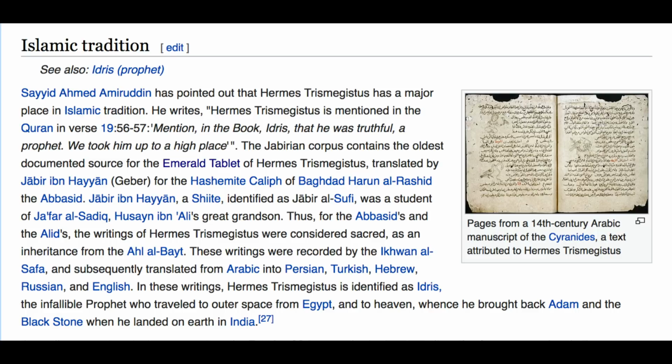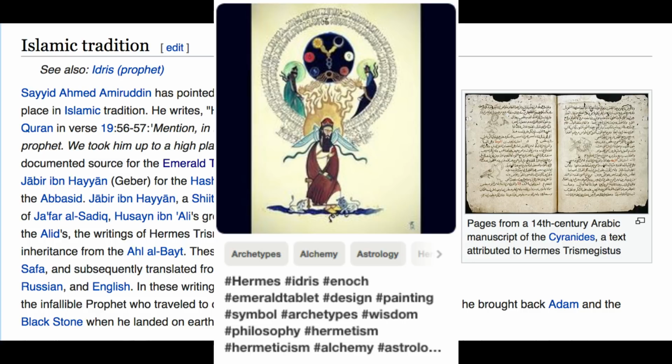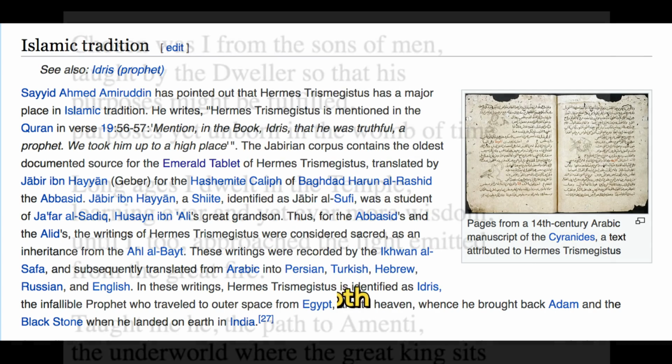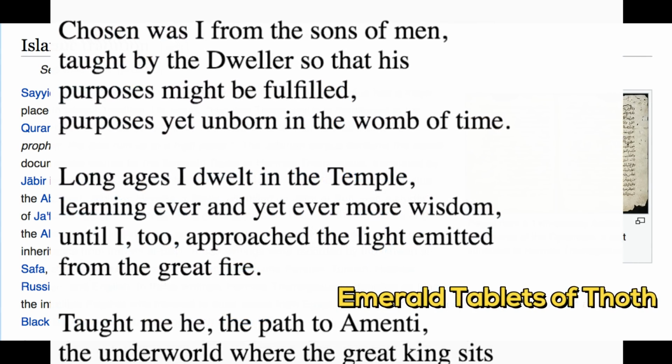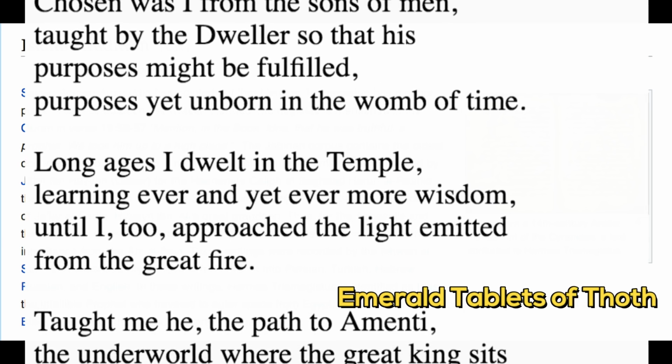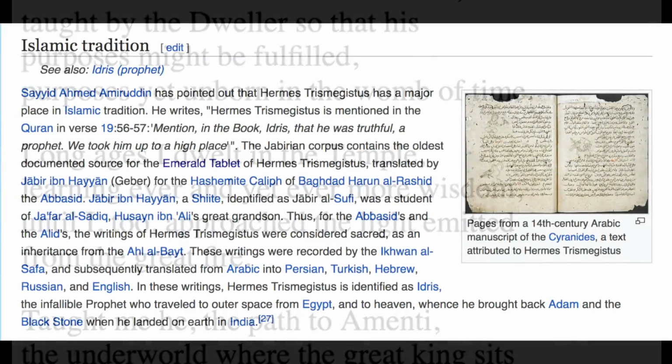So Hermes is Idris, the infallible prophet who traveled to outer space from Egypt. He traveled to outer space just like Enoch was taken up, right? Just like Thoth was shown, and he was from the sons of men, right? And then he later became like a god. It tells us in the Emerald Tablets of Thoth, right?